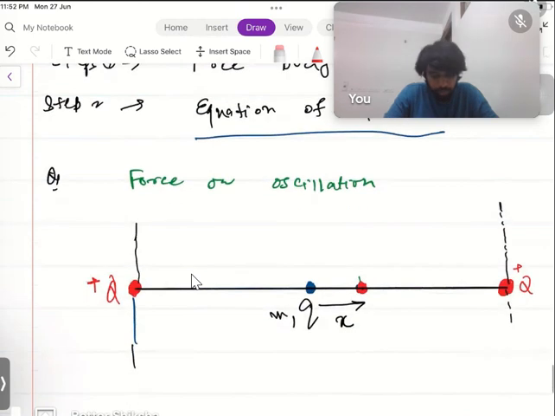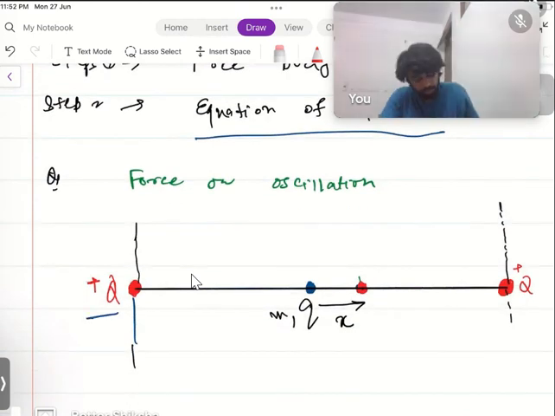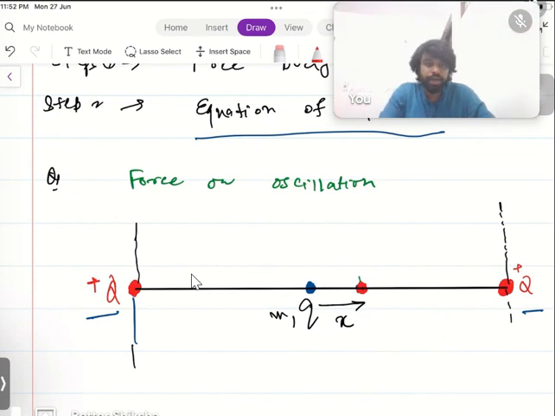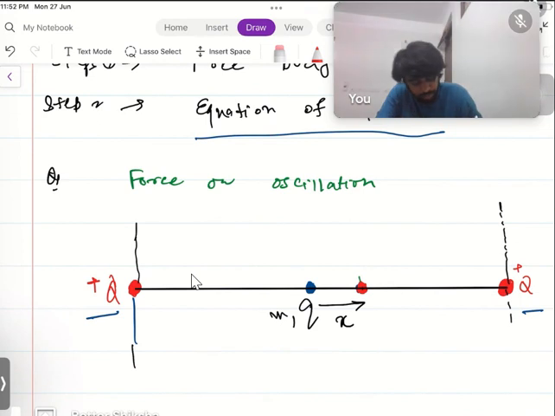One more important question generally asked is where you have two positive charges q, right? And in the middle a small charge q of mass m is placed, and then it is given a small displacement x, and you are asked what is the frequency of oscillation of this object, right?